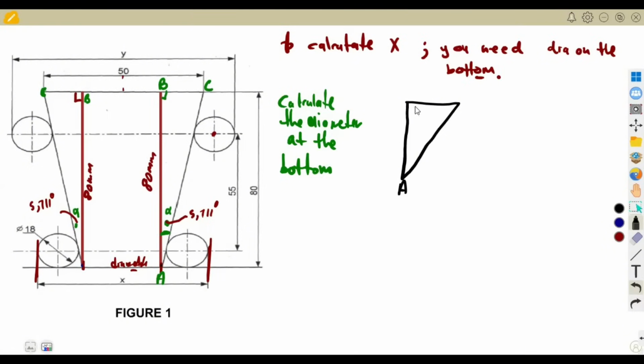So this is my triangle ABC. It's a right angle triangle. This is 57.11 degrees. Remember our half angle. And we said AB is the same as this height, 80 millimeters. So we've got 80 millimeters.